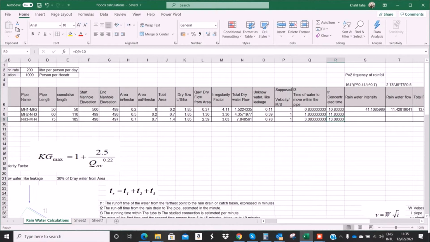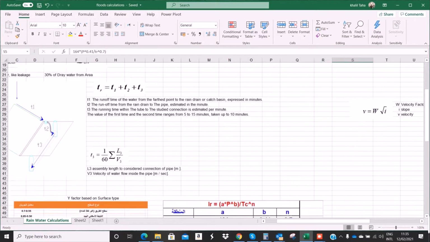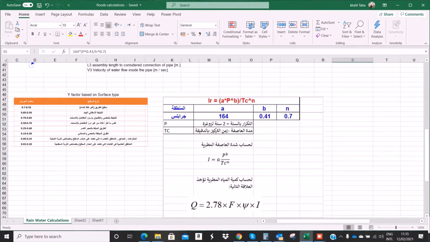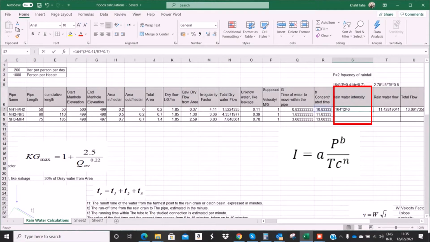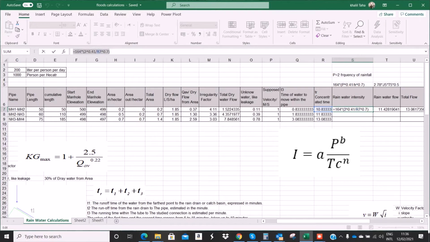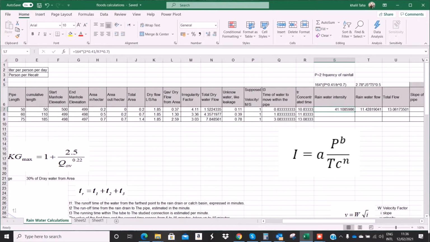Now, how can we calculate the rainwater? Now I have A, I have B, I have TC or TR, I have all the needed information. I just go to the formula and apply this equation. You can see it is 164 multiplied by 2. Why 2? It is 2 years, because I'm assuming the rainwater is repeated every 2 years. The others are clear in my formula. Even this is the TR. Now I calculated the intensity of rainwater.